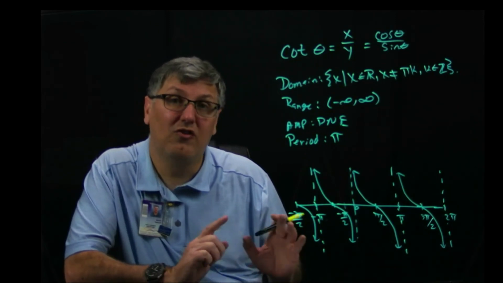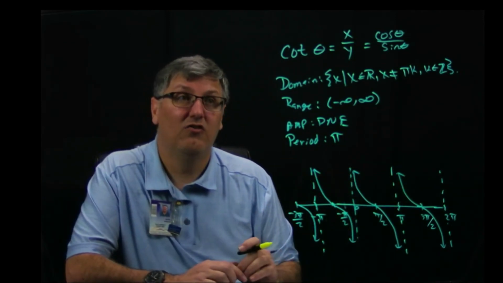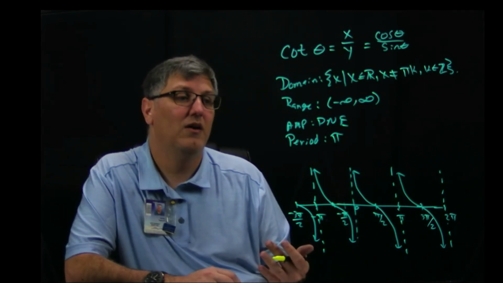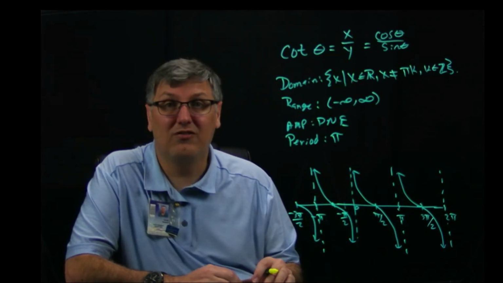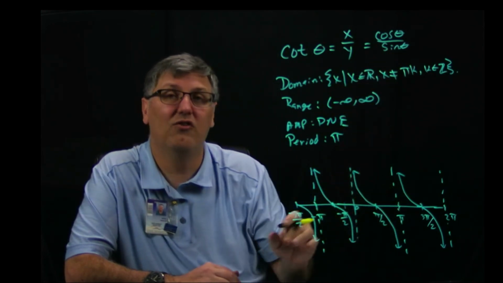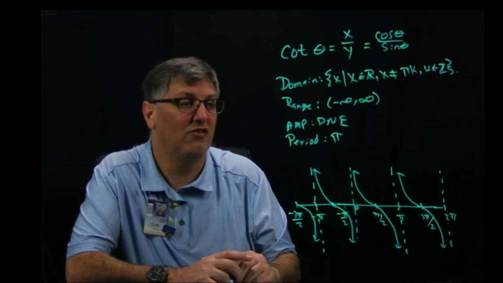Very similar to tangent. It is a translation and a reflection to actually make tangent out of cotangent, but it is possible. It is possible, but really it's the same process. You just have to know where sine is 0 and you have to know the general shape of your parent function. So let's look at a transformation of cotangent.